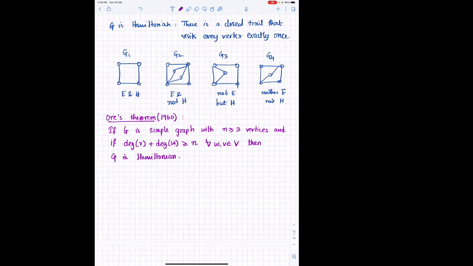If you look at the sum of the pairwise degrees of the vertices, and they exceed the number of vertices, then you can say that the graph is Hamiltonian. That is, there are sufficiently many edges in the graph. That's what we are trying to say. If the graph is really dense, with a lot of edges, then you can somehow ensure the graph is Hamiltonian.